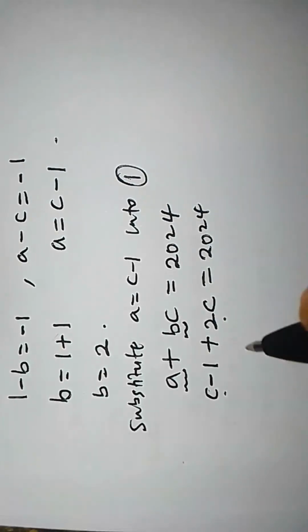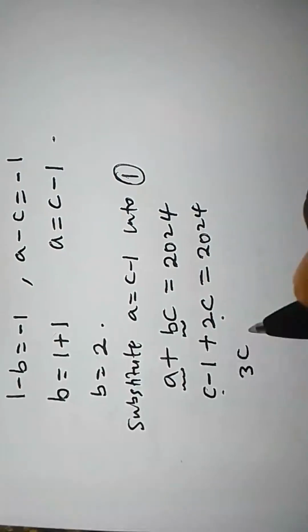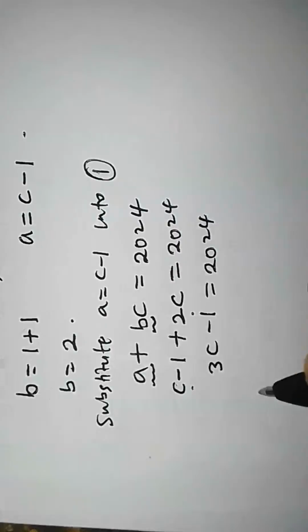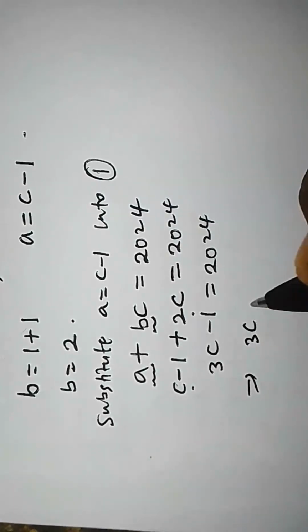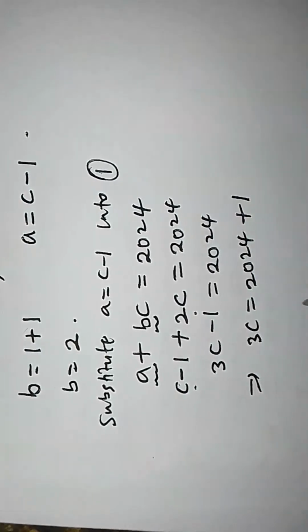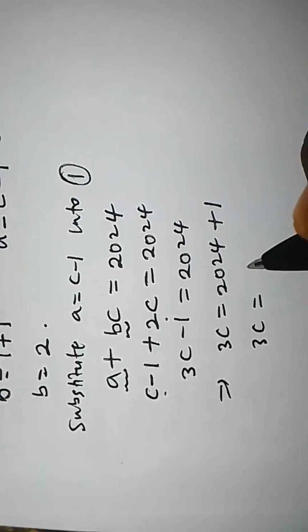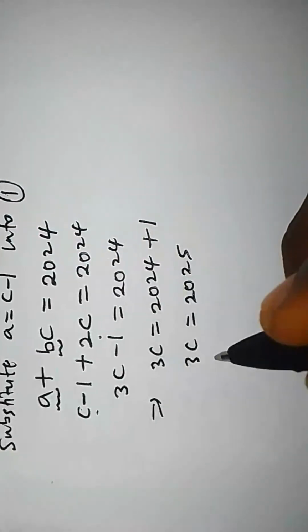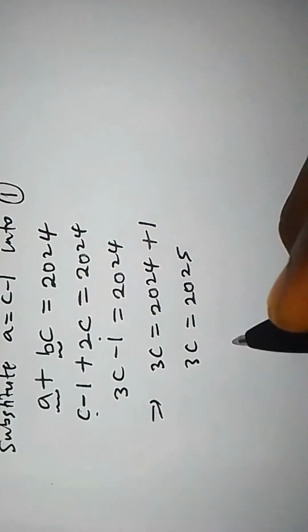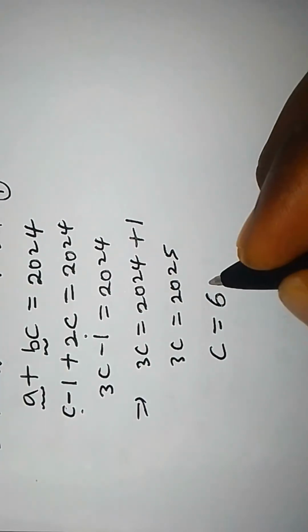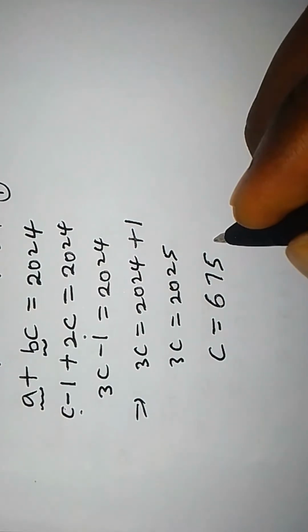c plus 2c, that is 3c, minus 1 equal to 2024. This implies that 3c is equal to 2024 plus 1, 2025. If we divide both sides by 3, c is equal to, that is 675. We can confirm that. This is the value of c.